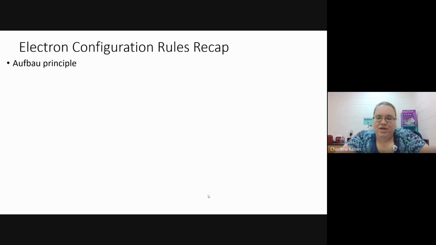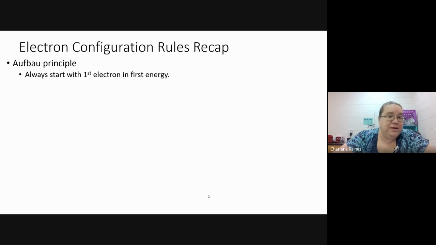So yesterday, we also introduced the rules that we're going to be using as we write these electron configurations. Aufbau's principle is the rule that we use every single time. Aufbau says that we always start at the lowest energy level. Not only do we always start at the lowest energy level, so the first period, but we also start with the lowest energy sublevel. That means we're always going to fill S before we get to P. We're going to fill P before we fill D, respectively.